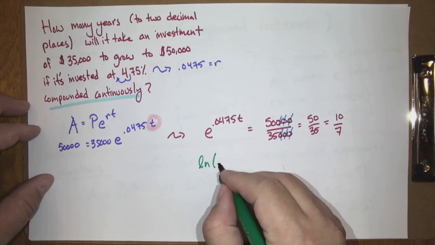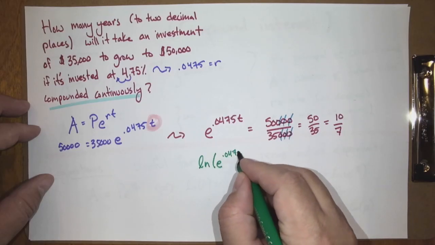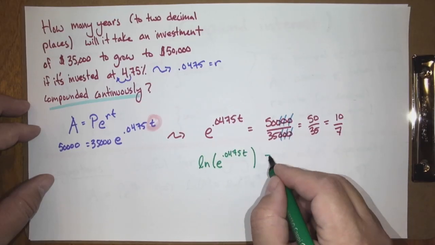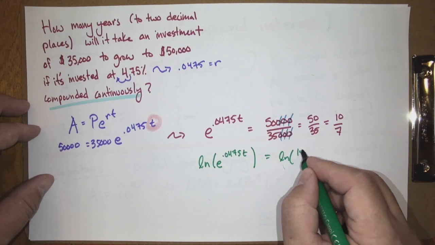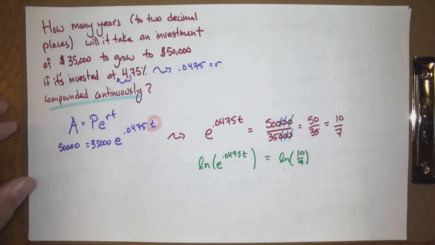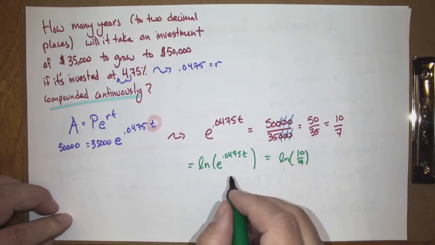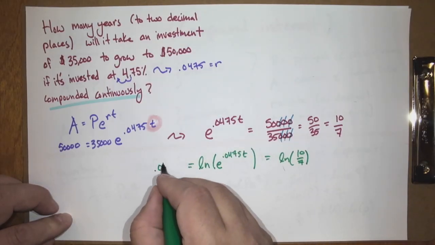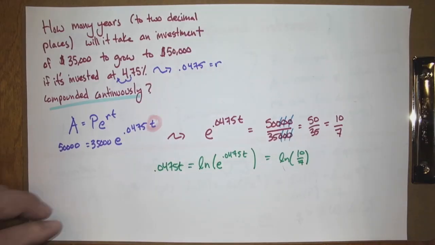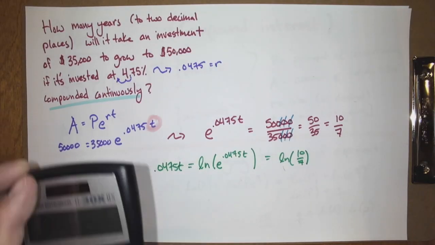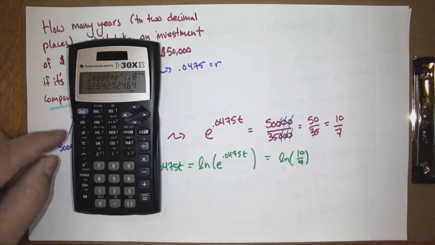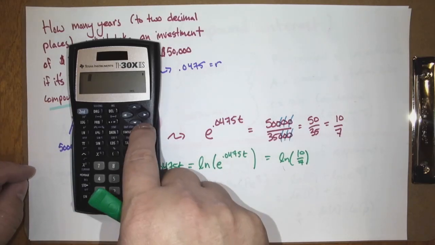So log of e to the 0.0475t is equal to log of 10 over 7. Now, log of e to something, well, that's the something, 0.0475t. Log of 10 over 7, well, that's when we pull out our calculator and try to remember how to use things.